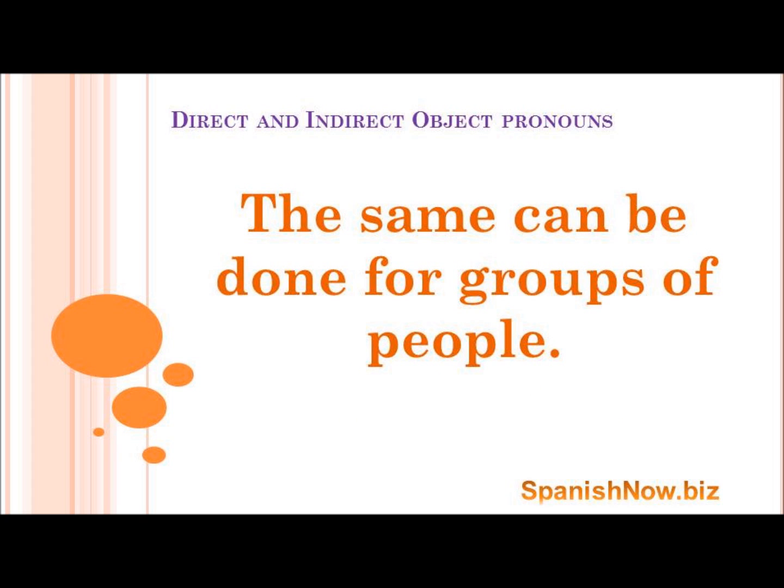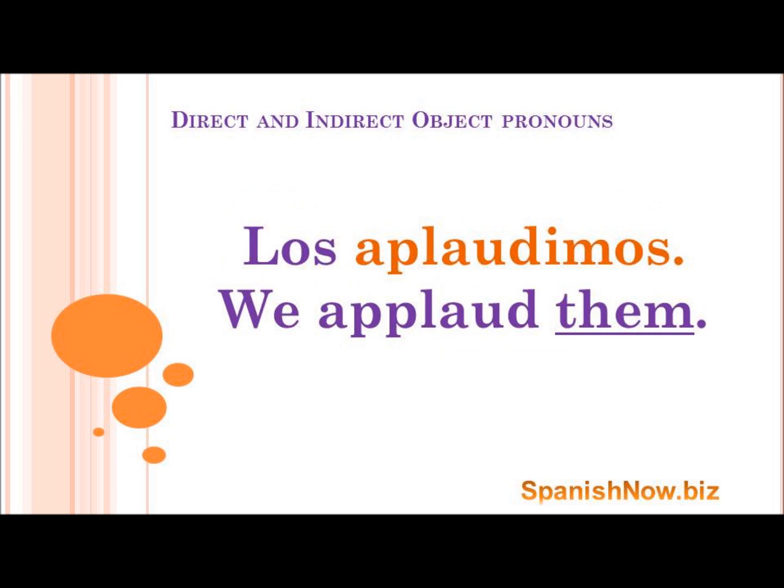We can take a large group of people as well and turn them into direct objects as well as direct object pronouns. "Los aplaudimos." We applaud them. "Los aplaudimos." Notice "aplaudir," to applaud, is conjugated as "aplaudimos," we applaud, because we're the subject, and the subject always conjugates the verb. So in this case, we applaud, and then we're directly transitioning to an object. That's what makes it a direct object.